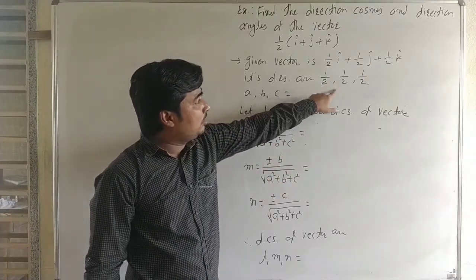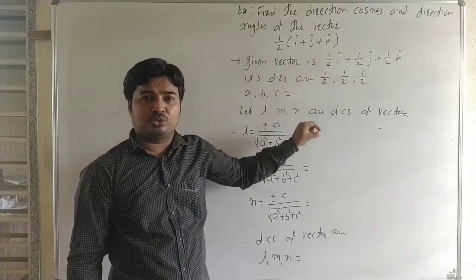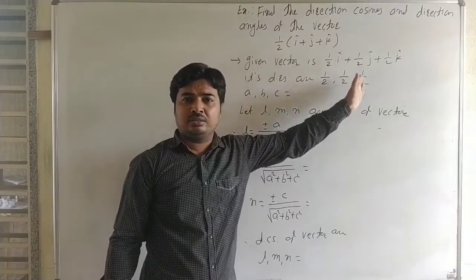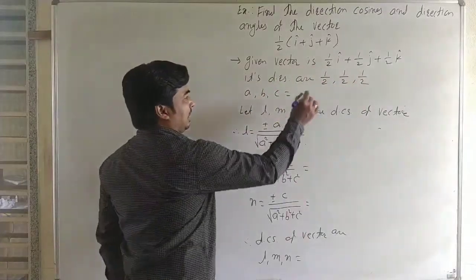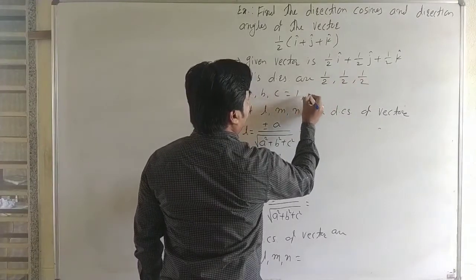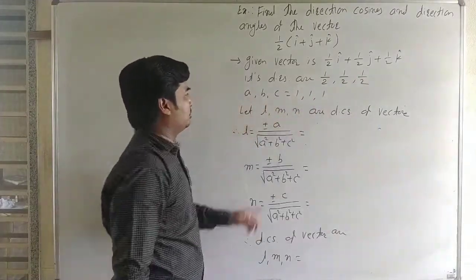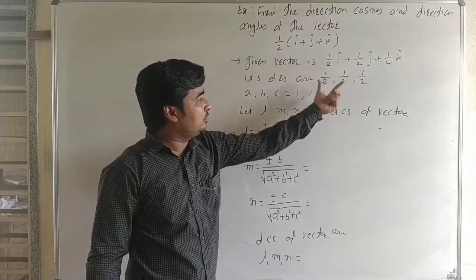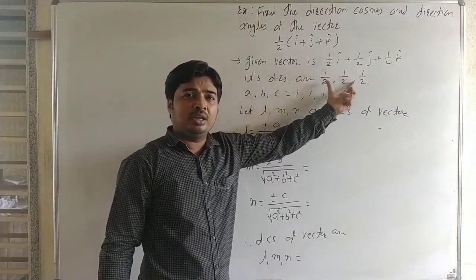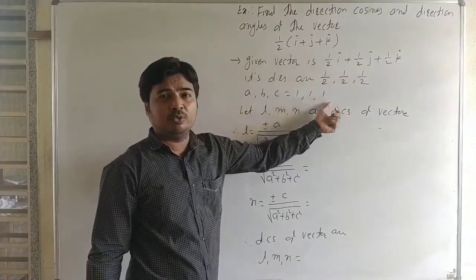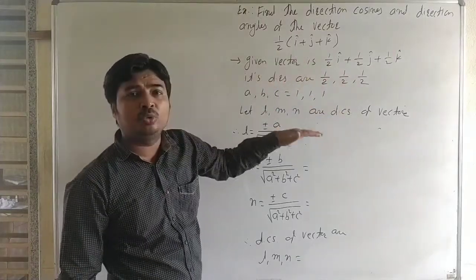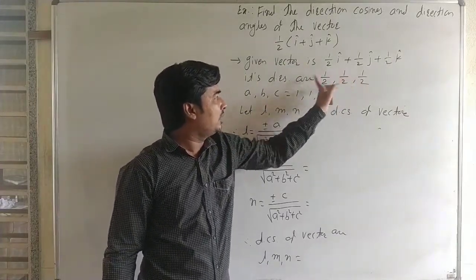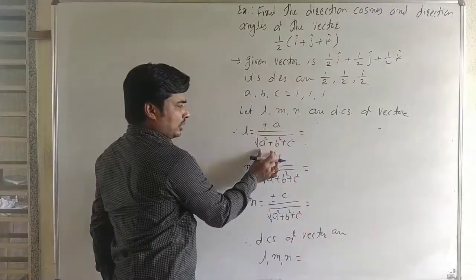Then 1 by 2, 1 by 2, 1 by 2 are the direction ratios. Therefore we can take any numbers proportional to the direction ratios. Multiplying throughout by 2, 1, 1 and 1 are the direction ratios. Instead of taking 1 by 2, 1 by 2, 1 by 2, we take 1, 1 and 1. We can take any proportional numbers, multiplying by a non-zero scalar. Now the calculation becomes easy.